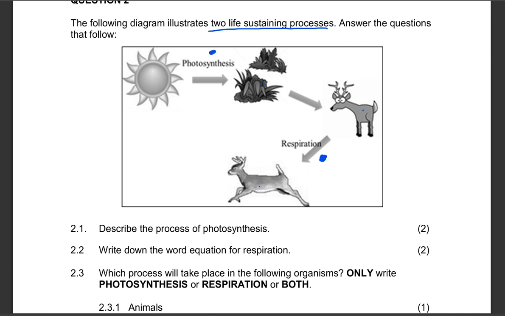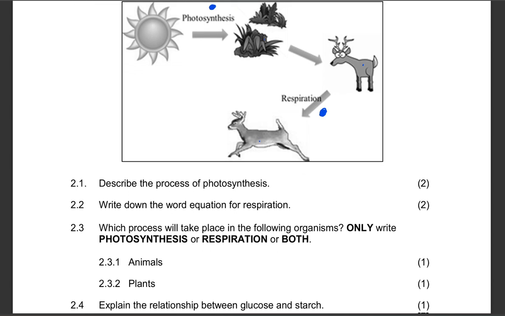The following diagram illustrates two life-sustaining processes. Answer the questions that follow. So we can see the two life processes, that is your photosynthesis and that is respiration. Actually, it's supposed to be cellular respiration, but I think in grade 8 they just leave it as respiration. Then we're able to see plants, then we are able to see animals, and that's another animal.